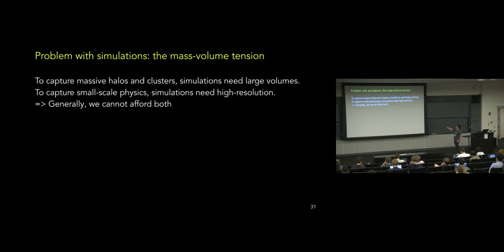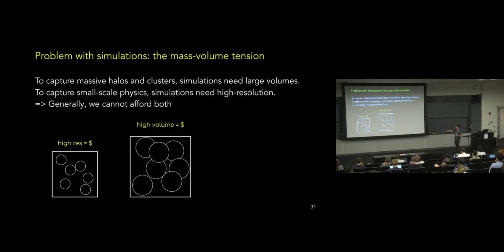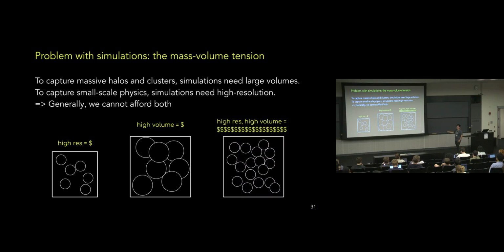So you can't really have a simulation with high mass and high volume. What I mean is that if you have a very small mass simulation with high resolution, you can only capture galaxies up to a certain amount of mass. If you have a high volume simulation, you can capture more massive galaxies or galaxy clusters, but at low resolution, you can't really see the smaller guys. If you're trying to have both, then your amount of money in computational time, which is related to money, I guess the other way around, scales exponentially, and you can't really do anything about this.